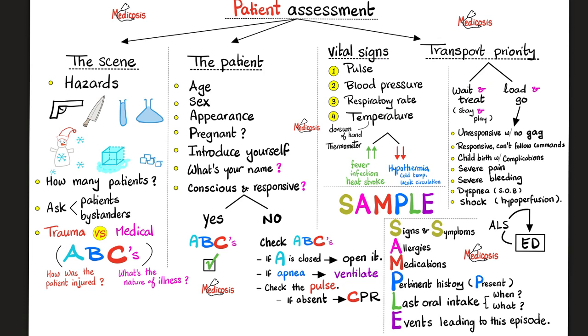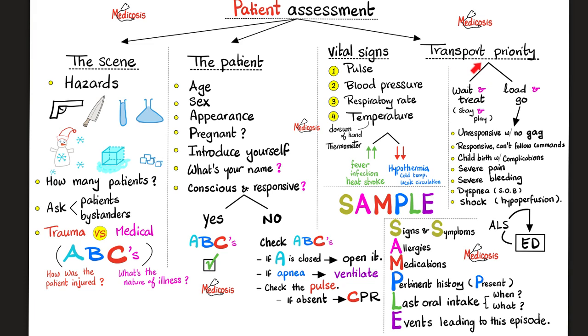Check the vital signs: pulse, blood pressure, respiratory rate, and temperature. Is the temperature normal, or do we have hyperthermia or hypothermia? Is the respiratory rate okay, or do we have tachypnea or bradypnea? Is the blood pressure okay, or do we have hypertension or hypotension? Is the pulse okay? The pulse has many aspects. One of them is the heart rate. Do we have normal heart rate, or do we have tachycardia or bradycardia?